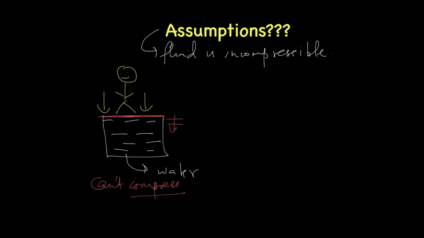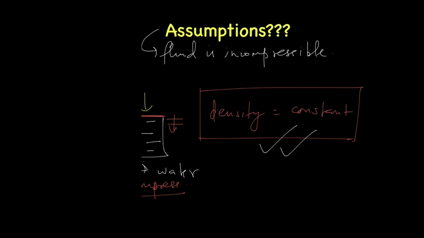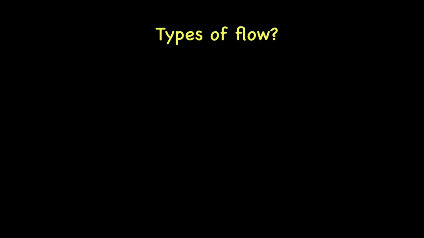What does this mean in physics? So, when something is incompressible and we have a fixed mass of that substance, we say that the density of the fluid is constant. So this is the assumption with which we proceed, that the density of the fluid is constant. Let's talk about the types of flows now.